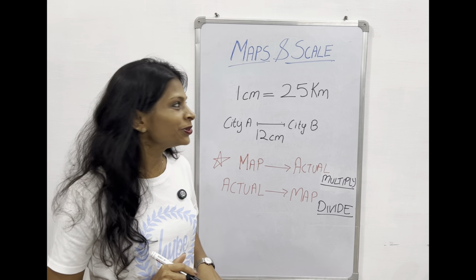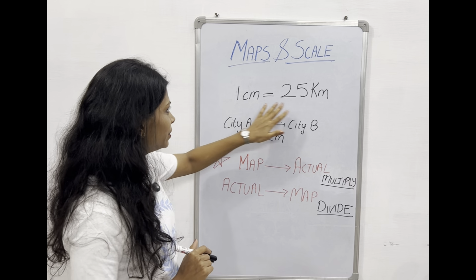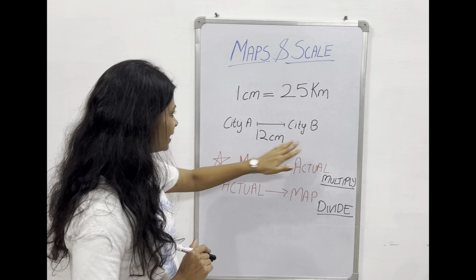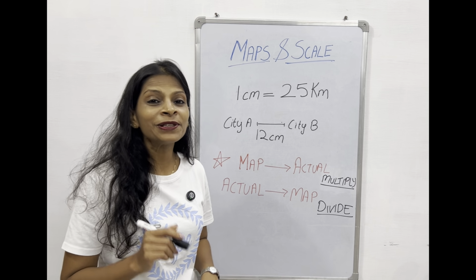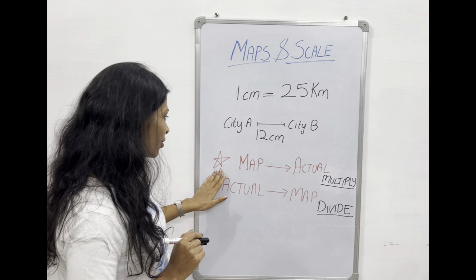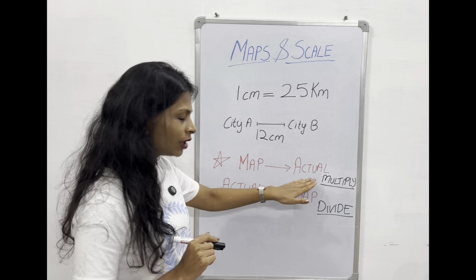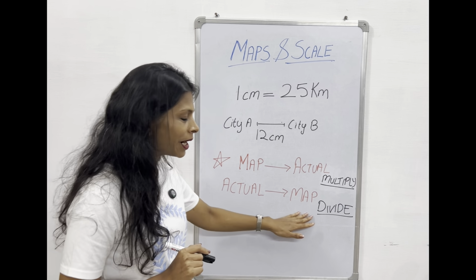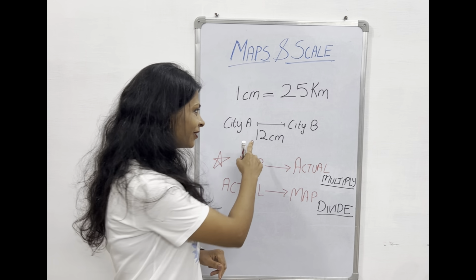One question for you to solve. The scale on the map is 1 centimeter equals 25 kilometers. There are two cities, city A and city B, which are 12 centimeters apart on the map. So what will be the actual distance between the two cities? Before you solve the question, remember that when I convert from map to actual distance, we multiply, and when I convert from actual to map, we divide. You can now pause the video and solve this question.